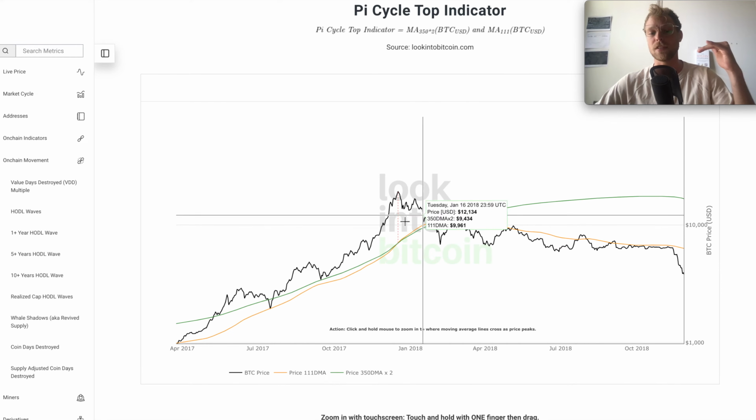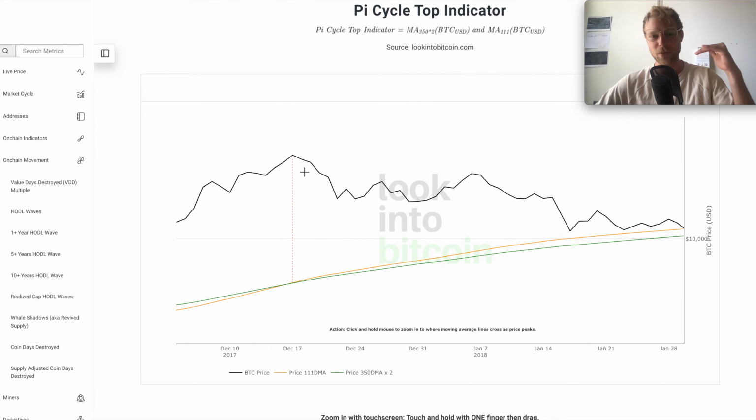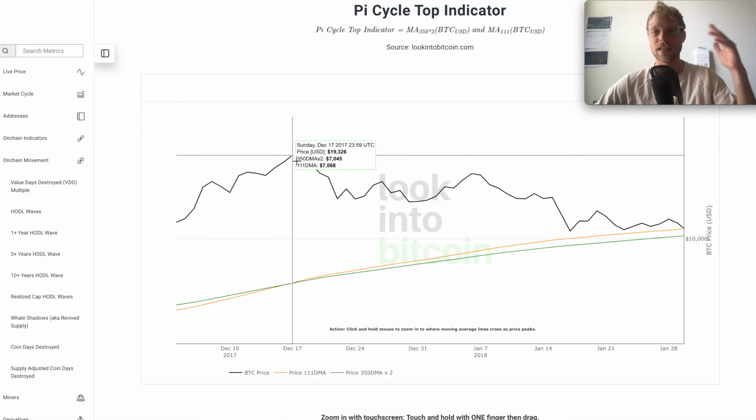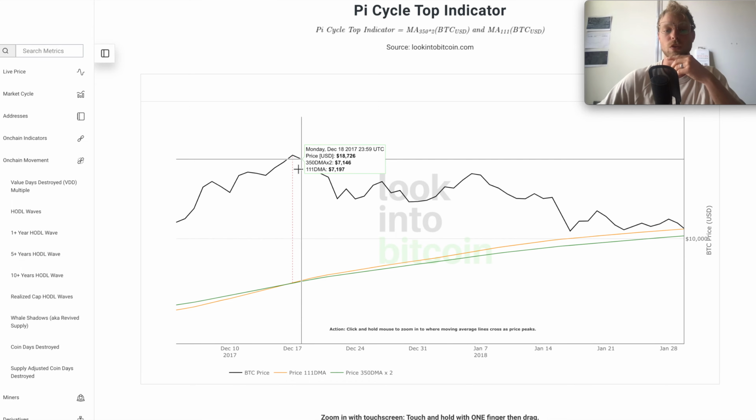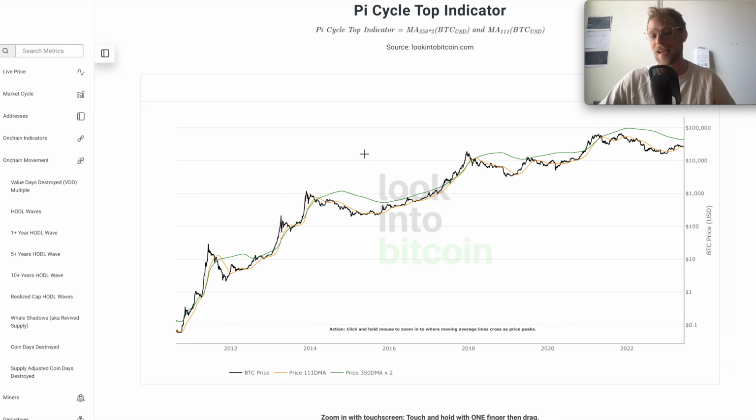That was 2017. This one here marked almost exactly the top. So let's zoom in on this one. Then you can see that almost on the day that we topped out at 19 point something K, depending on which exchange you are watching, of course, we actually saw the 111 moving average go above the 350 times 2. So that means the yellow goes above the green, which signaled a top, which actually was also the exact top. And that's when a lot of people start to think, okay, hey, maybe this has some significance, right?